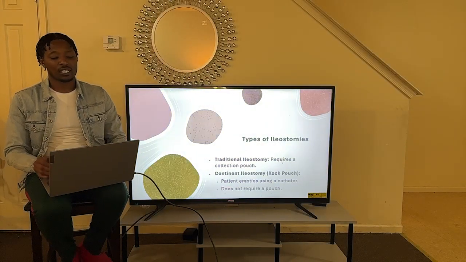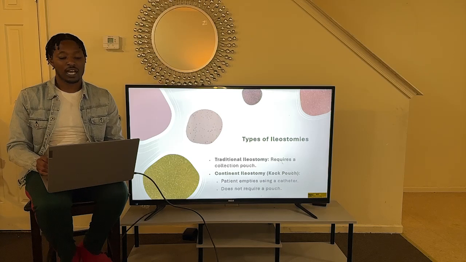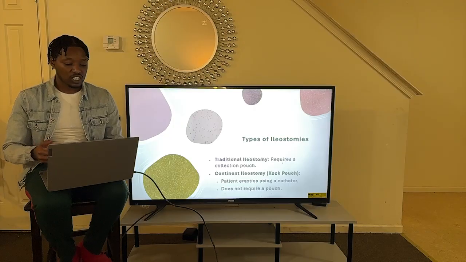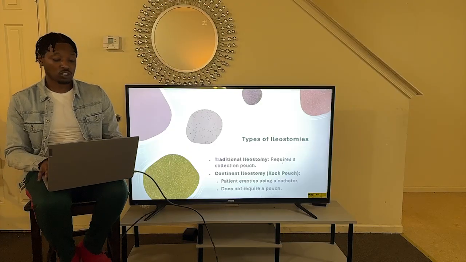There are 3 types of ileostomies. You have the traditional ileostomy, which requires a collection pouch. You have the continent ileostomy, which requires a Kock pouch. A Kock pouch is when the patient empties using a catheter and does not require a pouch. Okay, so I don't know why they call it a Kock pouch, but hey.